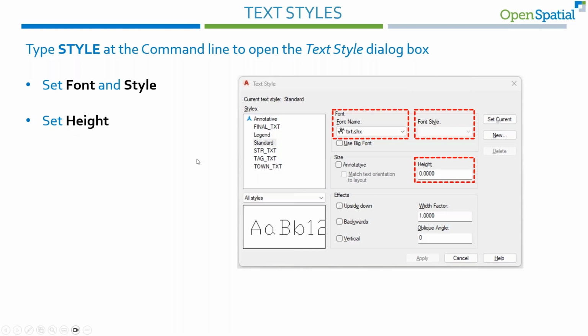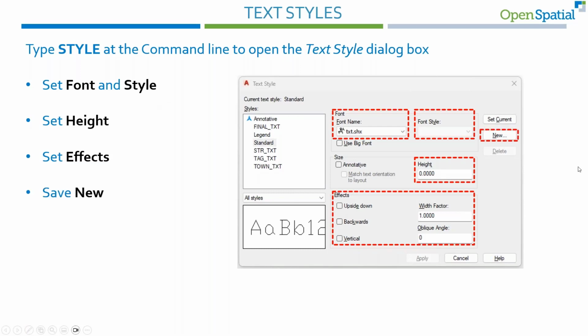You can go and set the height, set the effect, so you want it upside down or vertical, set the width factor, and then you can save it as a new style that you can work with. You can set a style to current, or you can delete styles out of the drawing as well.